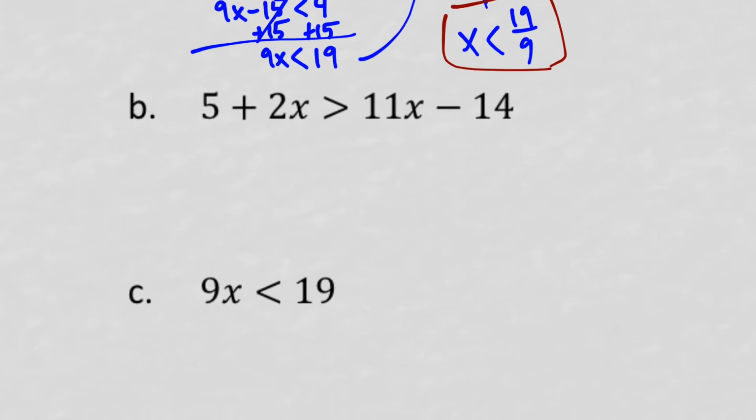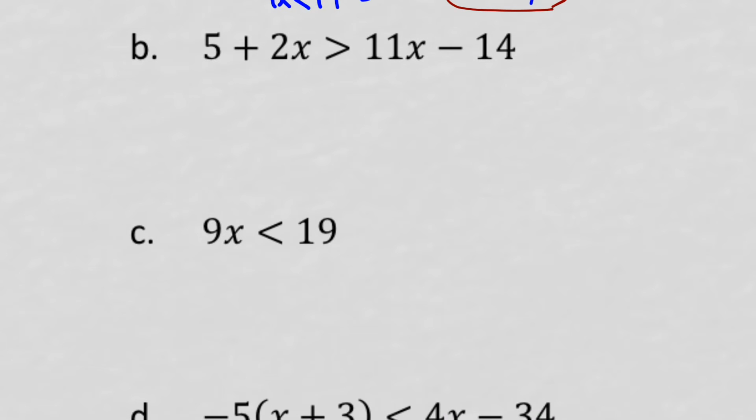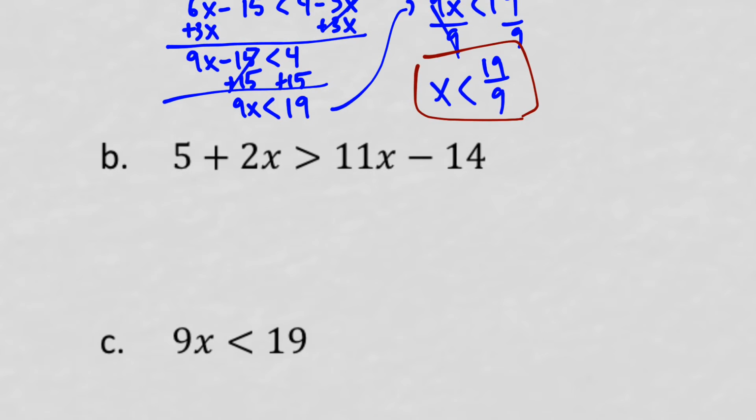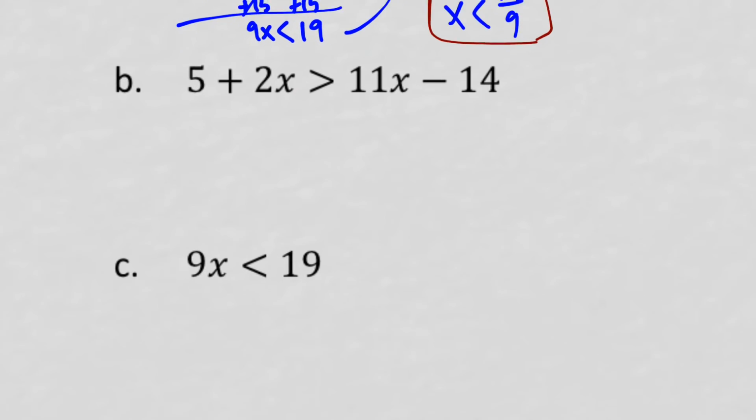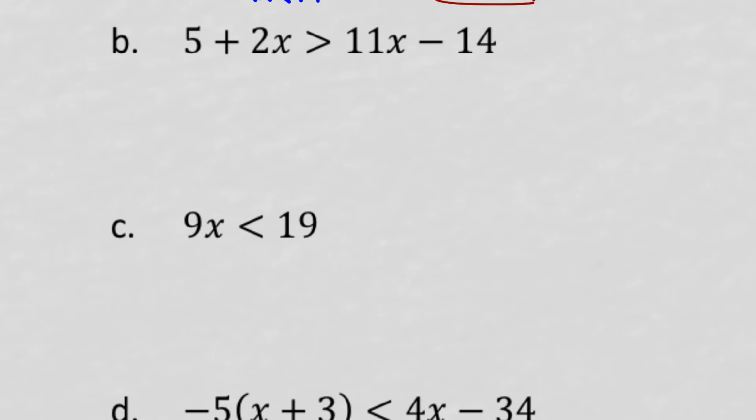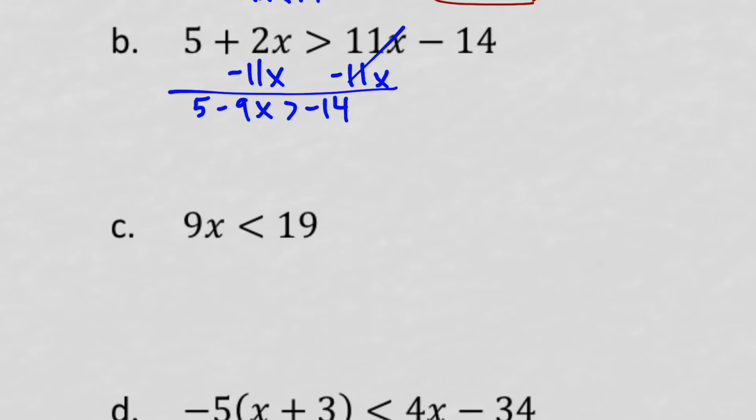Alright, let's do it again for B. In B, I'm going to do the same thing. I am going to collect the x's on the left side. I'm going to try to make it look like this one so that the x is by itself on the left side. So first I'm going to subtract 11x to send it over to the left. That cancels there, so it's going to be 5. 2 minus 11 is going to be -9x is greater than -14. Next, I'm going to kick out the 5. I'm going to subtract that one also. So -5 goes to both sides. That cancels there. So it's just -9x is greater than -19.